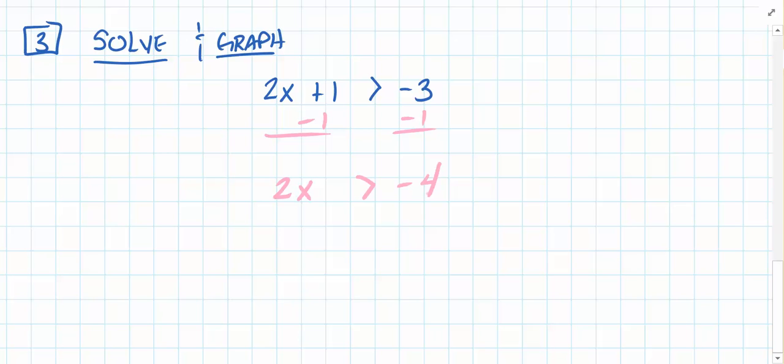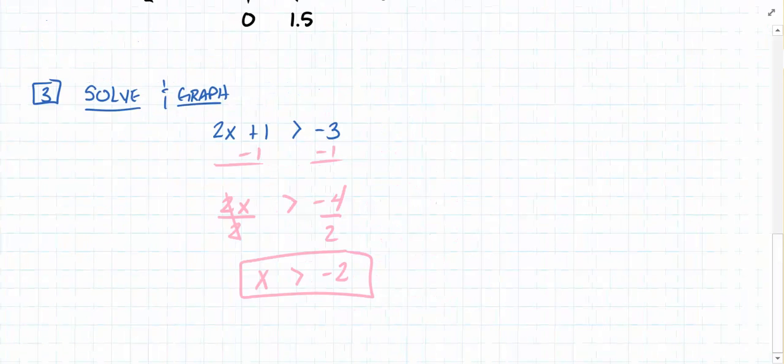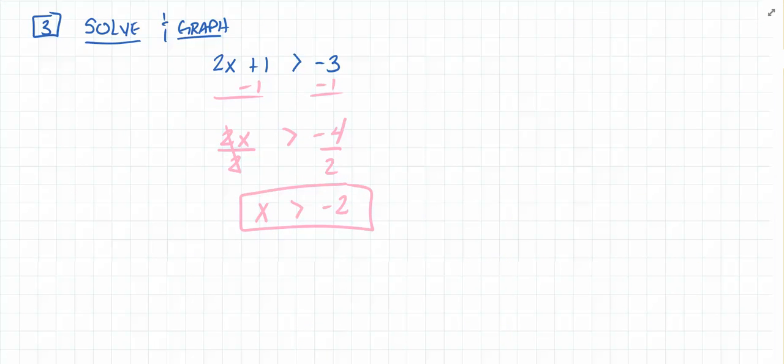What am I going to do now? Everyone spit it out real quick. I'm going to divide by 2 on both sides, excuse me. So I'm going to get the statement x is greater than negative 2. Okay, x is greater than negative 2. This represents for us a bunch of answers, right? Can you think of any number that's greater than negative 2?